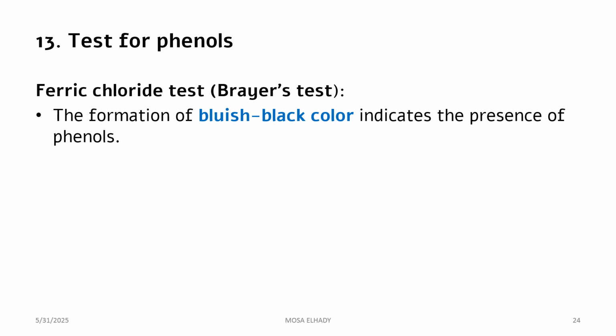For phenols, generally for phenolic compounds, we use the ferric chloride test or Braymer test. In this test, the change of color of the extract to bluish black indicates the presence of phenol upon addition of ferric chloride reagent or Braymer's reagent.